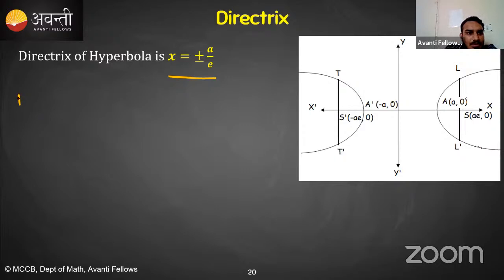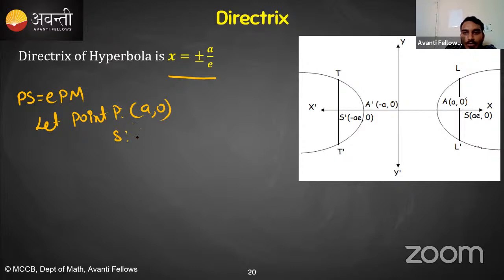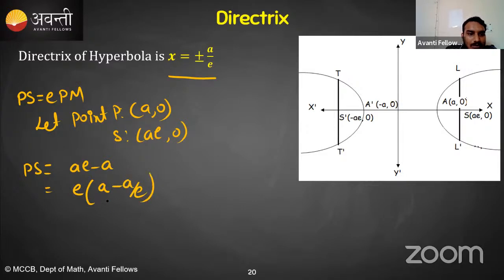Means PS should be how much? e times PM, right? What is PS? Let's say point P is (a, 0), right? And S is the focus. S will be (ae, 0). So what is PS? PS is nothing but ae minus a. Yes or no? So take e common from here. What is coming? a minus a by e.